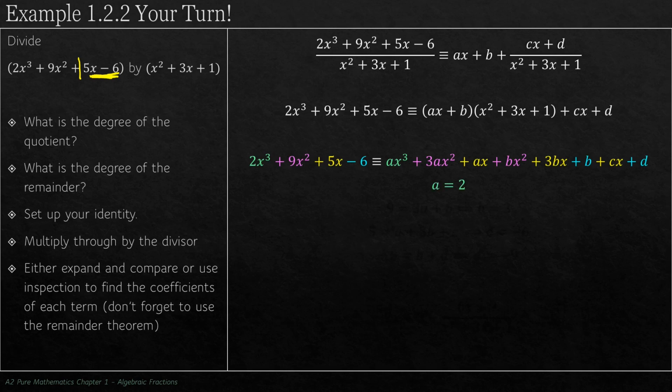So a is equal to 2, 9 is equal to 3a plus b. Substituting the 2 in, 9 take 6 is equal to 3, so b is 3. Looking at the linear term, so we've got 5 is equal to a plus 3b plus c. Substituting a equals 2 and b equals 3 into there gives me c is equal to minus 6. Looking at the constant term, so we've got minus 6 is equal to b plus d, b is equal to 3, and therefore we end up with d is equal to minus 9.